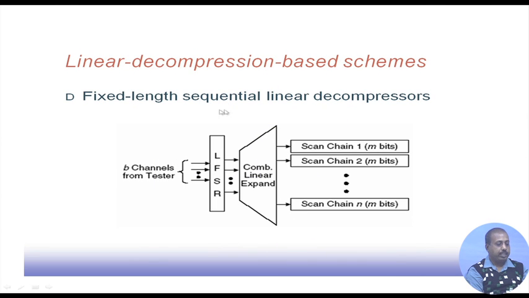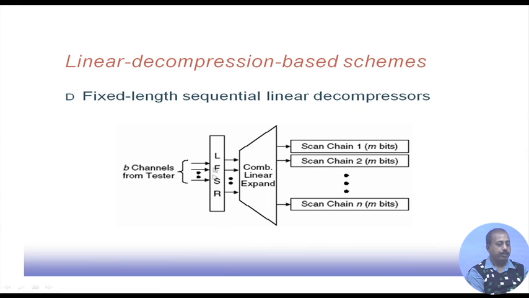There can be a fixed length sequential linear decompressor. Here, from the tester we get B channels, and the B channels feed this LFSR. This LFSR generates some pattern, and that pattern passes through a combinational linear expander. This linear expander gives us n number of bits, and each of these scan chains is m bits long. In different cycles this LFSR will generate patterns, and those patterns will be fed bit by bit into this scan chain slice. In the first clock cycle the first slice will be loaded, then the next slice will be loaded.